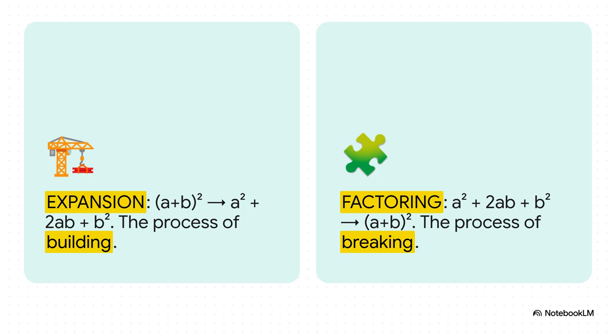On one side, you have expansion. That's the building process. You're multiplying simple little pieces together to create something bigger, more complex. And on the other side, factoring. That's the exact opposite. It's the art of breaking that big expression back down into its original building blocks. They're just inverse operations of each other, and seeing that relationship is the first huge aha moment.